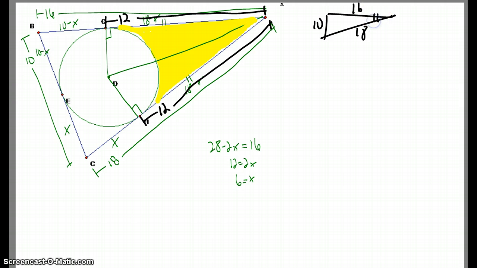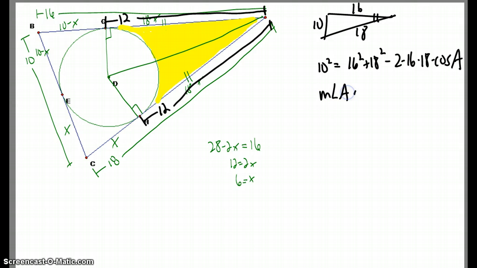So we can use the law of cosines to find this big angle over here on the side. In other words, 10 squared equals 16 squared plus 18 squared minus 2 times 16 times 18 times the cosine of that big angle A. And then when you solve for this angle, the measure of angle A is approximately 33.6 degrees, and we're going to store this as A on the calculator.